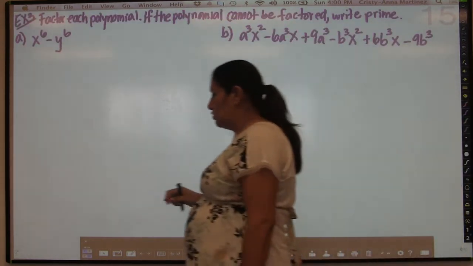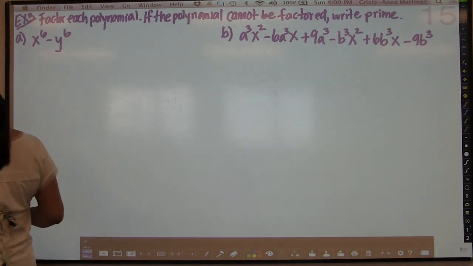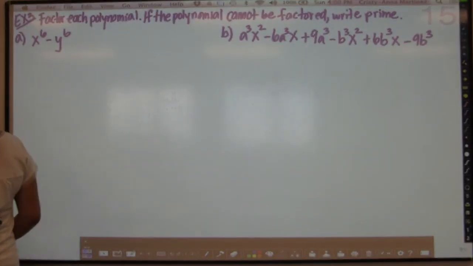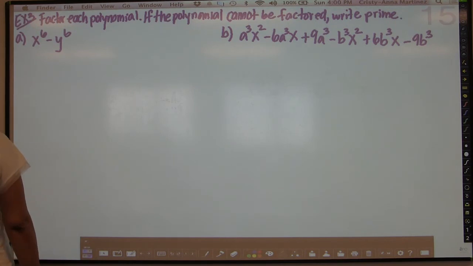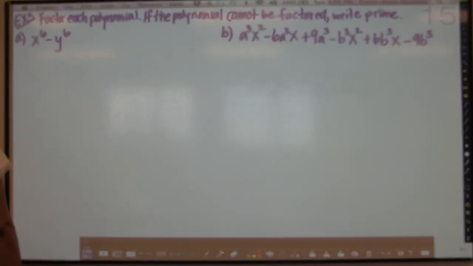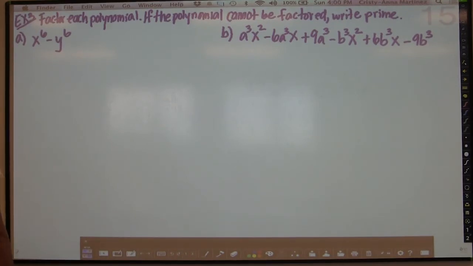Alrighty? So that's example 3. And basically at this point we're just going to try to factor in whichever ways we can based on the previous summary that I've given you. We're now looking at, in this case, 2 terms.